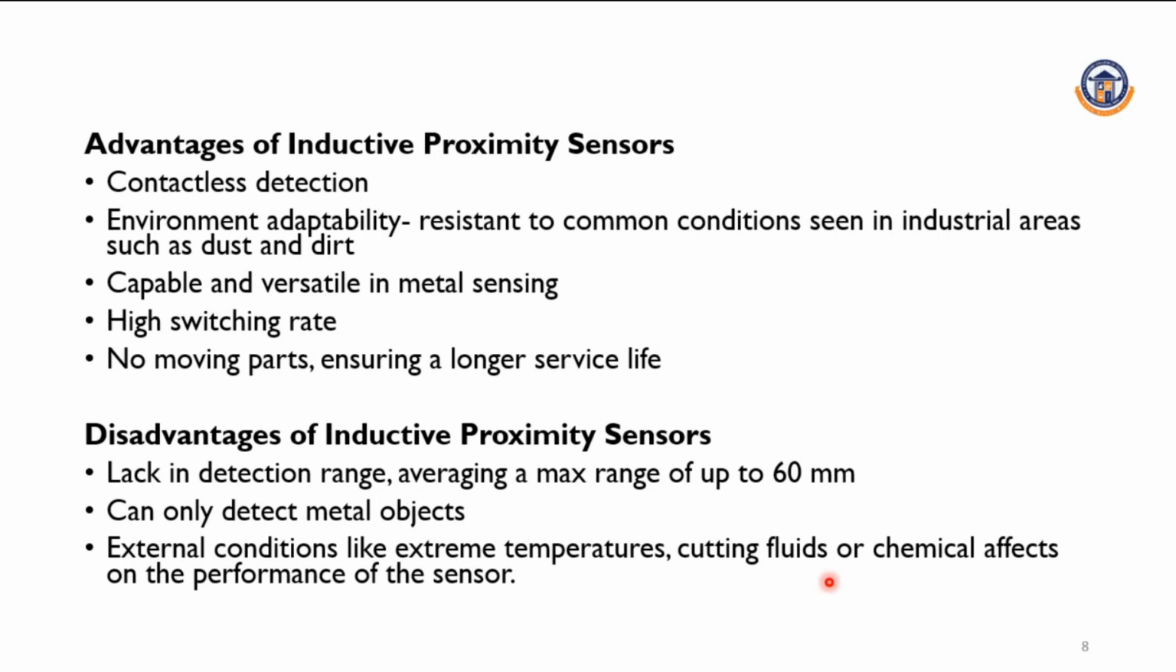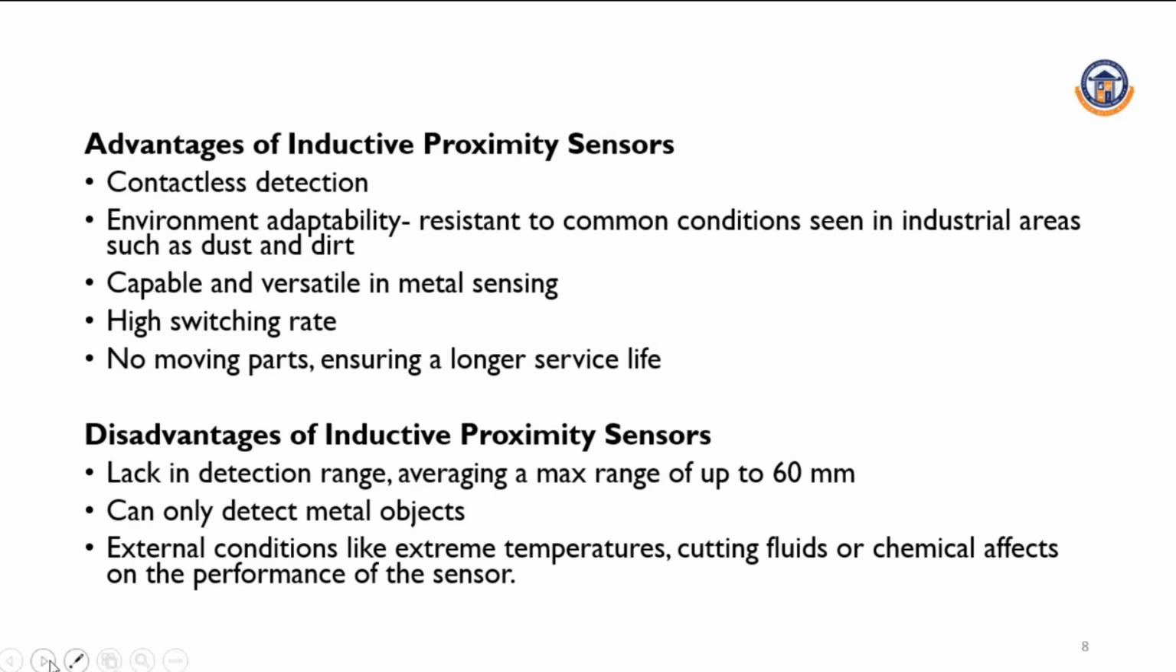The main disadvantages: the average maximum detection range is 60 millimeters, and only metal objects can be detected. We cannot detect plastic objects, and extreme temperature conditions will affect the performance of the sensor. This is the major disadvantage.